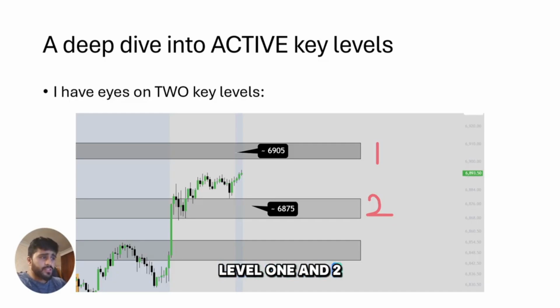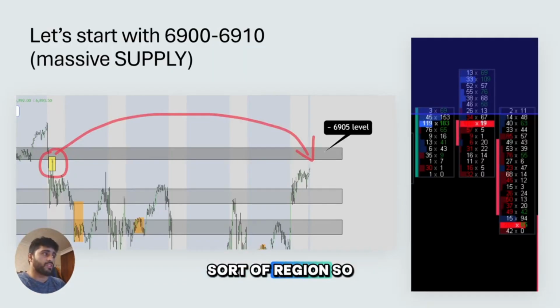1 and 2. So that's around 69.05 and 68.75. Now there's another 2 levels as well, but the main 2 levels we are focused on are the ones that we open up in between, right? So when we open up on Sunday afternoon EST, we want to be focusing on these 2 levels. So around 6900 and 6880, 6890, roughly that sort of region.